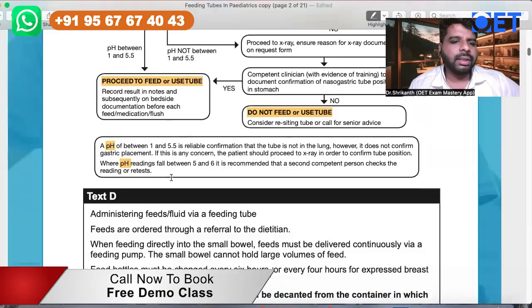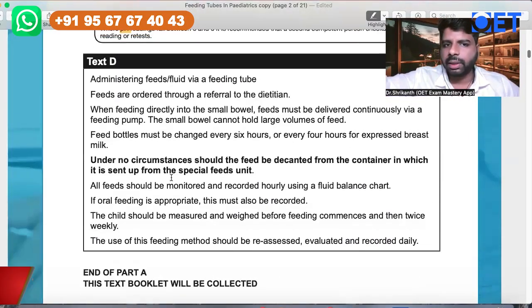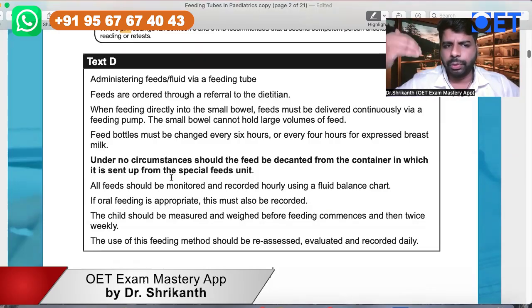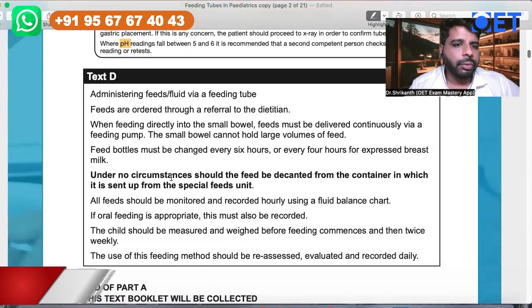Now let's come to text D. Text C is all about the flow chart: step one, step two, step three, something about aspirate, something about usage of feeding tubes, and some things about pH were all mentioned. So that is there in your memory. Now you come to text D.